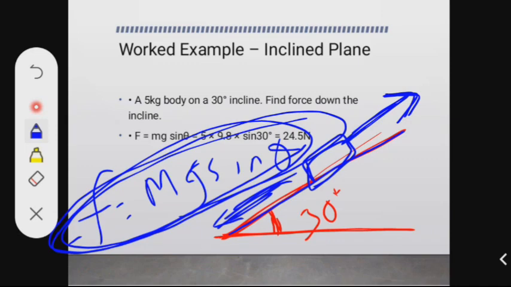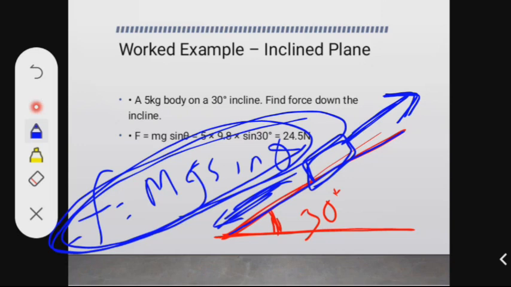So the minus does not actually mean that the value is negative. It just indicates that it's opposite to the applied force. I hope it's clear now. It's not clear. I'm confused.